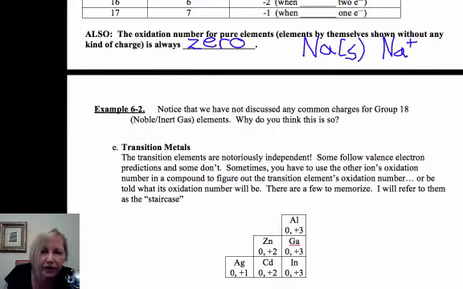So these are very, very, very different. And sodium, pure sodium metal, is 0. Sodium ion is +1. All right, and the oxidation number for the noble gases is 0. They don't like to form ions. They don't like to react.